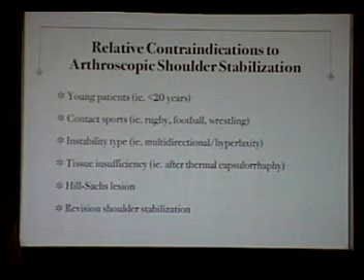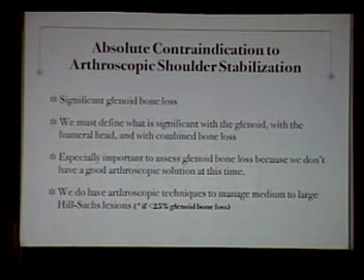A Hill-Sachs lesion. I don't think a Hill-Sachs lesion is an absolute contraindication. I think it's a relative contraindication based on the rest of the bone loss. And then in revision situations, that may be a relative contraindication also. If somebody's had a good shoulder stabilization arthroscopically and they failed, you may want to think about doing something different the second time. I do have one absolute contraindication, and for me that is significant glenoid bone loss.